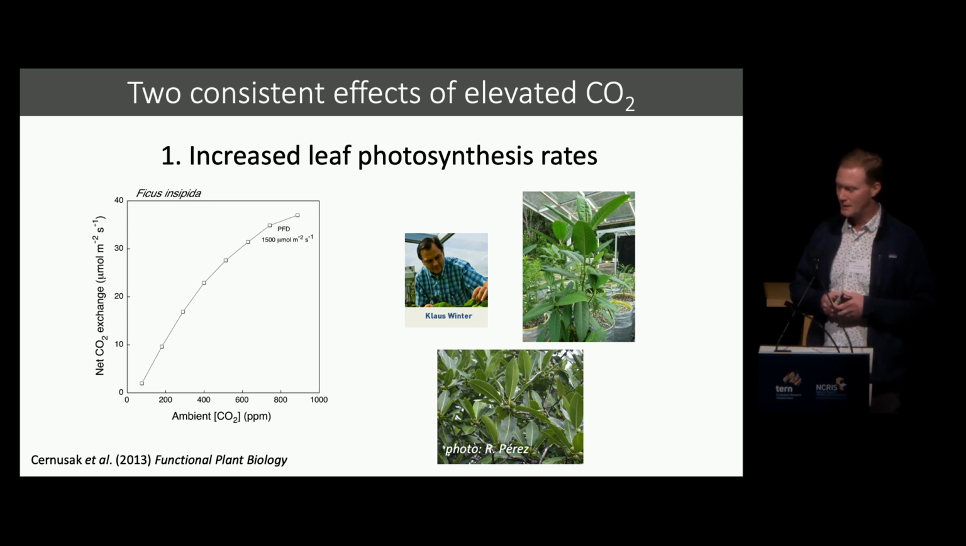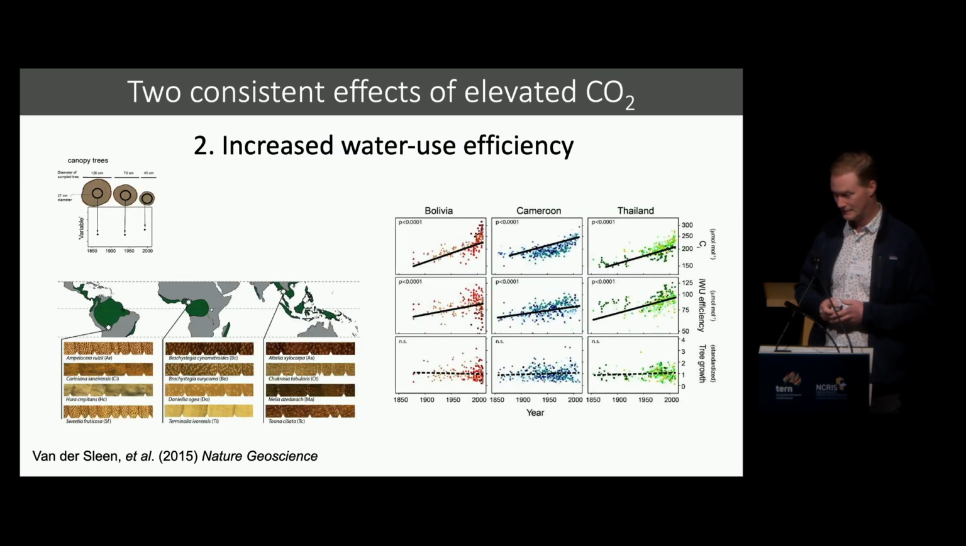Of course, the pre-industrial CO2 concentration was about 280 parts per million. We're about 420 today and increasing. And the other very consistent response is an increase in the water use efficiency. So that's the amount of carbon dioxide taken up for a given amount of water lost to the atmosphere. And this is, in fact, the most consistent response that we observe in elevated CO2 experiments.